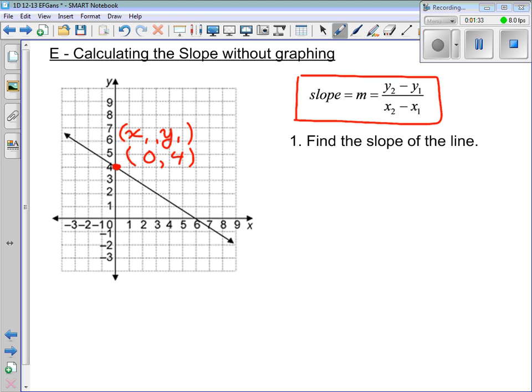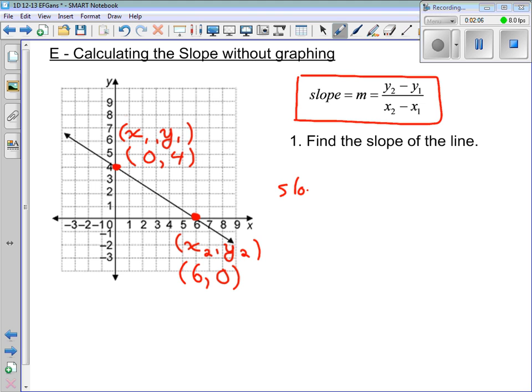And then I want to pick another point that is on this line. So I'm going to pick this one down here. This is going to be my second point. I'm going to call this one x2, y2. And I can read off the coordinates of this point that I've just done here. Let's see, my x is going to be 6. My y is going to be 0. And now I want to sub these coordinates, x1, y1, x2, y2, into this equation.